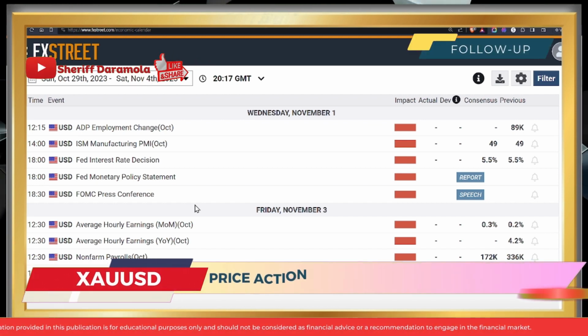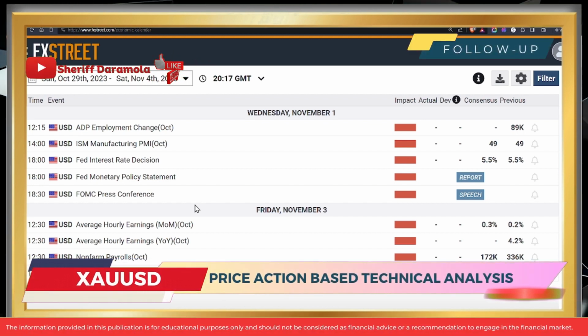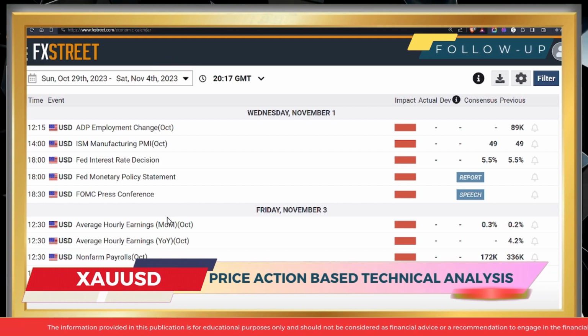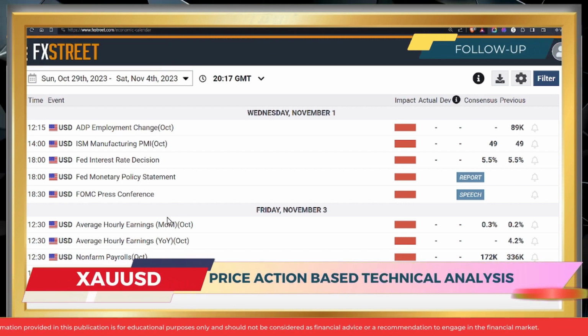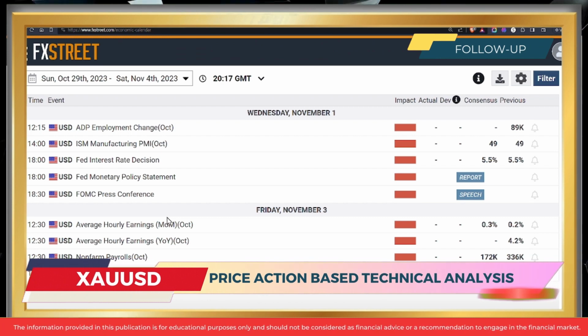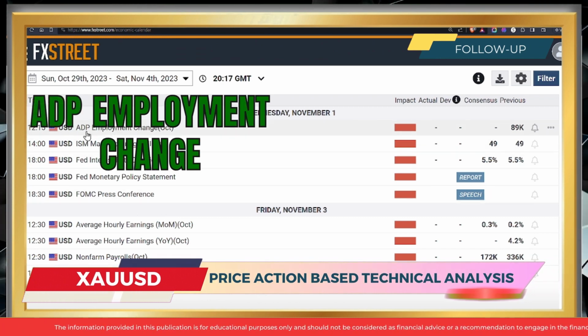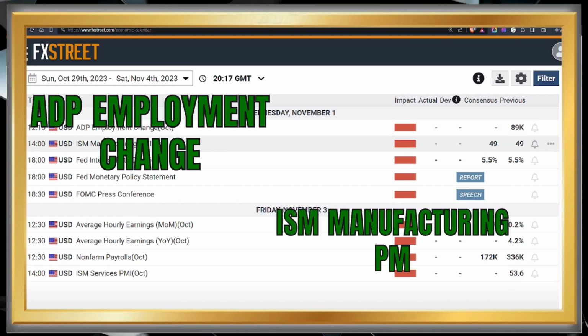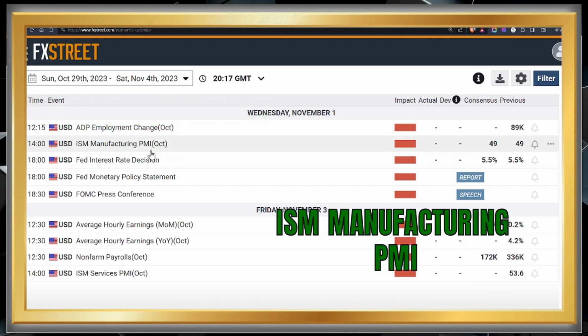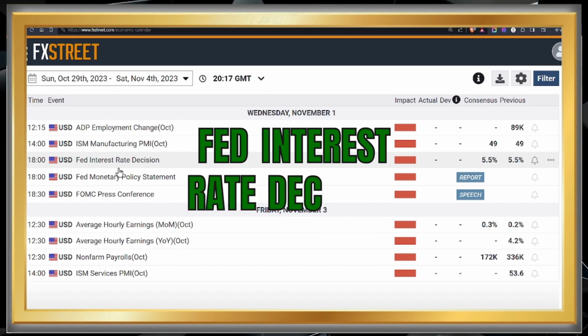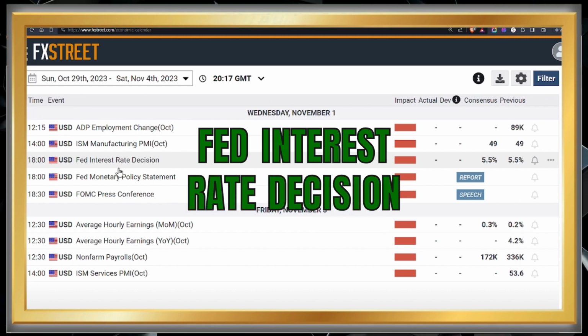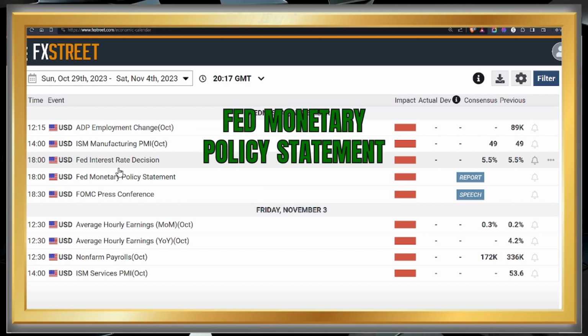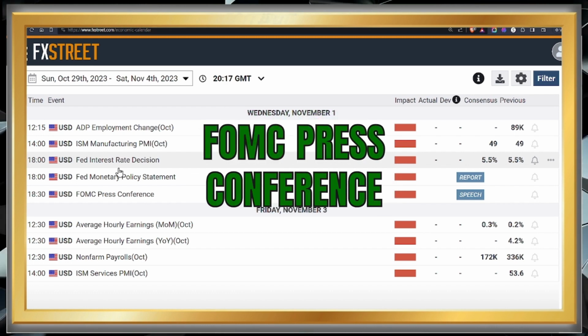Now, for this week, we have a handful of high impact events coming in from the US economic docket. The first one is coming in on Wednesday, November 1, and that is the ADP employment change. We also have the ISM manufacturing PMI, and finally, for this day, we are going to be anticipating the Fed's interest rate decisions. Then later that day, we have the monetary policy statement and, of course, the FOMC press conference, where the Fed chairman will be attending to questions from the press.